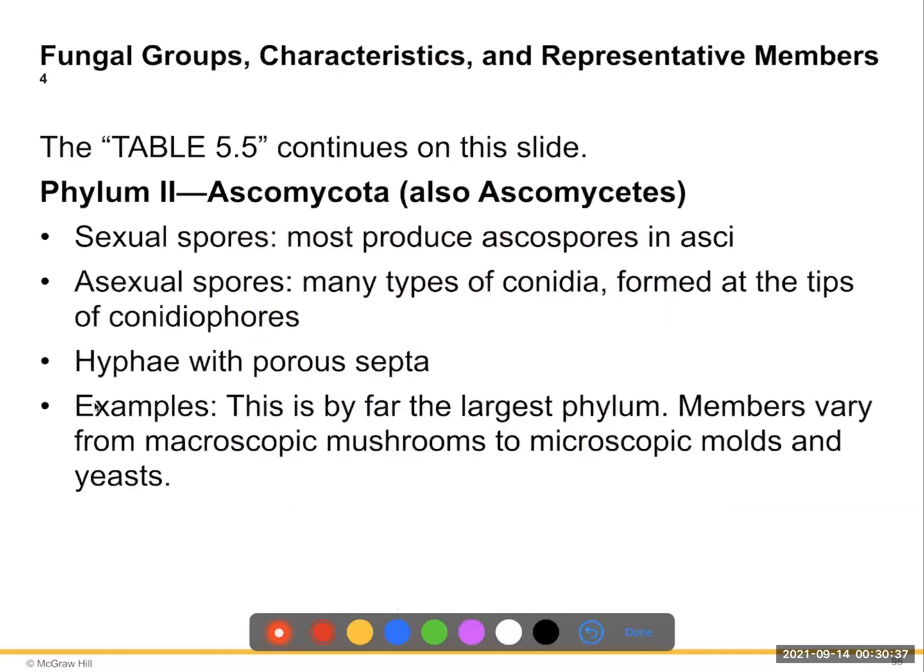Okay. Ascomycota. They have sexual spores, producing ascospores in asci. They have asexual spores too. Many types of conidia form at the tip of conidiophores, and hyphae with porous septa, openings between the septa. This is the largest phylum, varying from macroscopic mushrooms to microscopic molds and yeasts. This is your largest phylum.